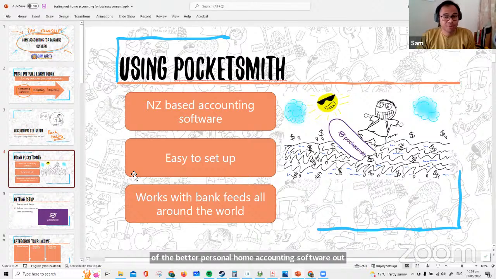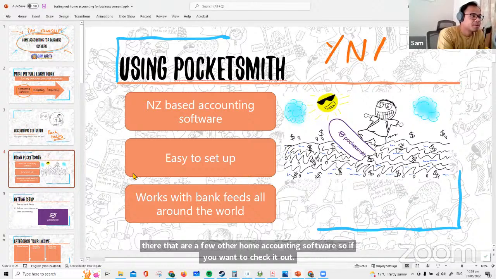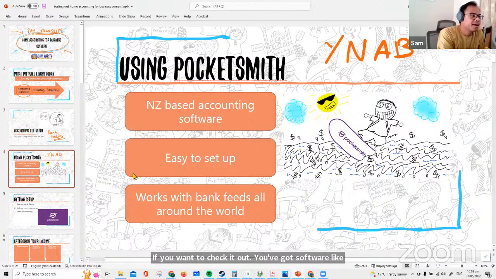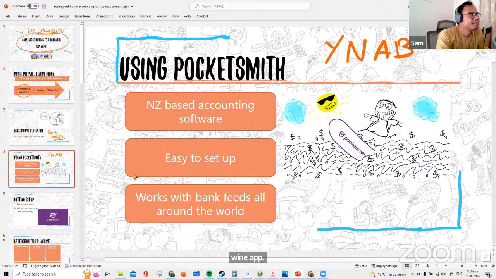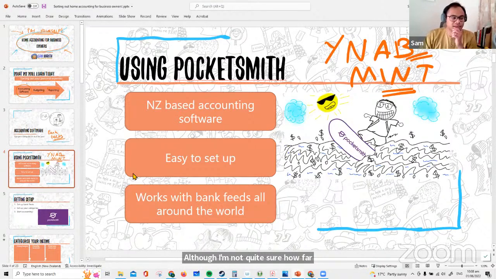There are a few other home accounting softwares if you want to check it out. You've got software like YNAB, and there's Mint as well. Although I'm not quite sure how far YNAB and Mint are supported in New Zealand. PocketSmith is 100% supported in New Zealand, mainly because it's a Wellington-based company. So if you're Kiwi and you feel like supporting local, definitely give PocketSmith a try.